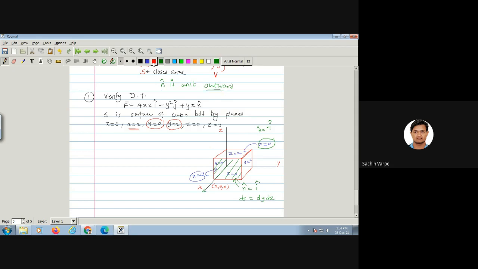In similar manner, what will be the n cap for this y equal to 2 surface? N cap is in the direction of y axis, that is j cap, and what is area element? dS is dx dz. Similarly, you write the area element and n cap for each of these 6 planes.